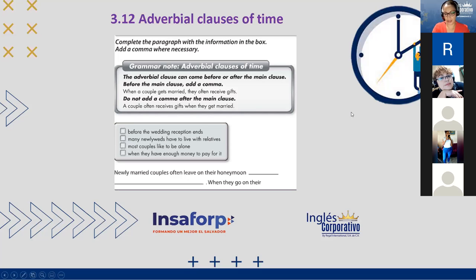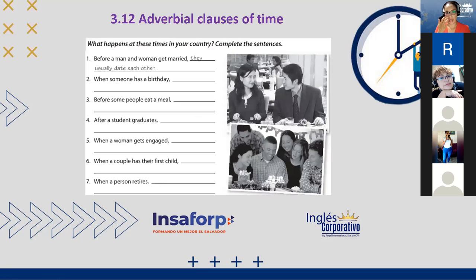Okay, so we're going to continue with the next thing. What happens at these times in your country? Let's complete the sentences. We have already started with the dependent clause. Ya tenemos en este ejercicio el inicio con una cláusula dependiente. So vamos a agregar el resto ya utilizando una cláusula independiente. Esto es un poco más fácil. Complete the sentences. We have the first one. Before a man and woman get married, they usually date each other.